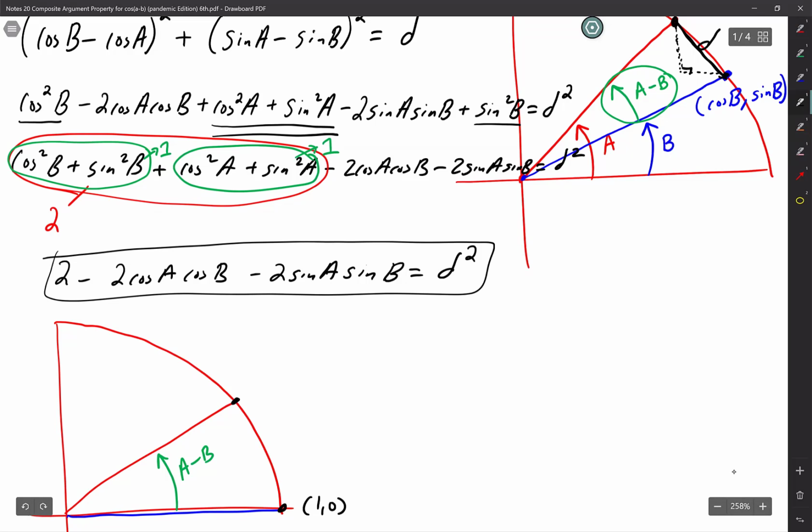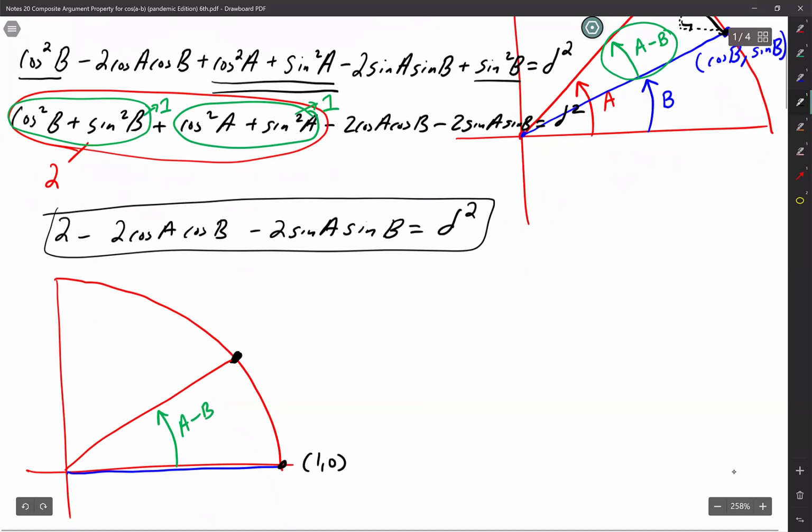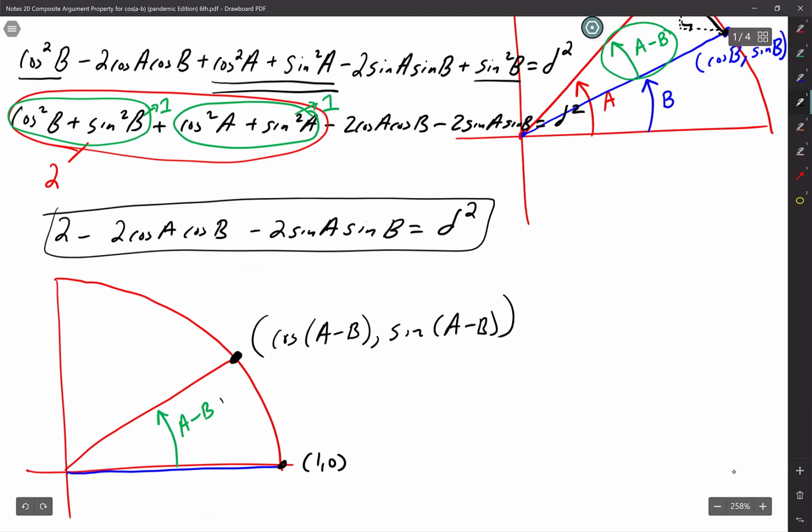And this guy is just this point up here. It used to be cosine A, sine A, but it's this point right here. It's the same point, but now I just translated it. So now this point here is cosine of A minus B, sine of A minus B, because I'm just doing it in terms of this angle A minus B. Does that make sense, guys? Okay, go ahead and draw that, guys. So catch up real quick.